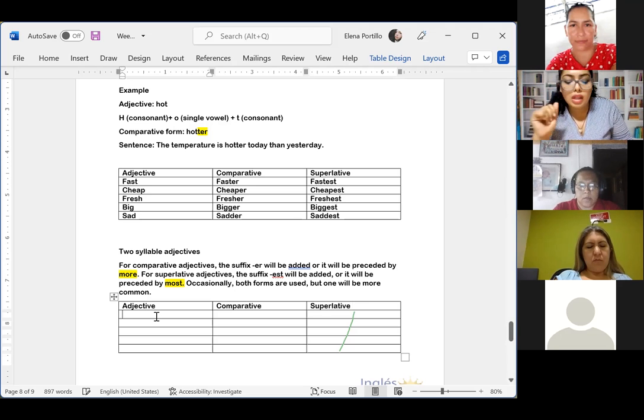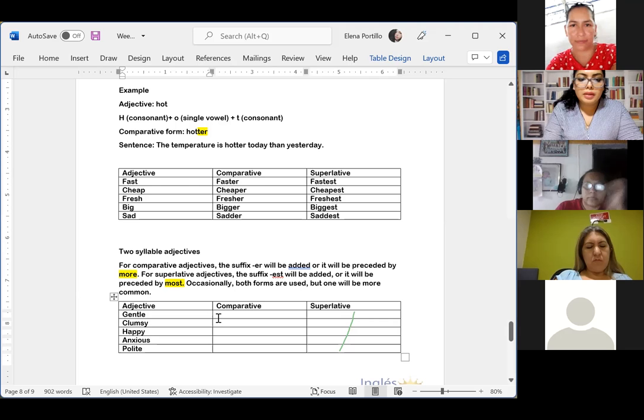We have the adjectives with two syllables in this case. So we have gentle. Then we have clumsy. Then we have happy. Anxious. And we have polite. So in the case of the comparative part, we are going to write it like we were doing with the one syllable adjectives. Gentler. Then we have the number two, clumsier. Then happier. But in this case, anxious is one of the largest words that we have in these examples. So in this case, we are going to add more anxious.